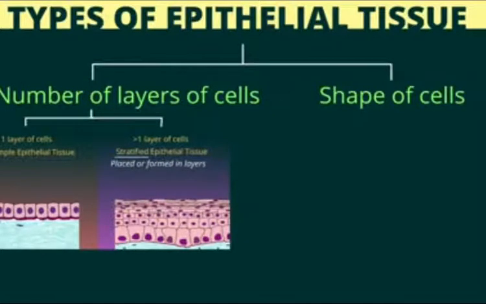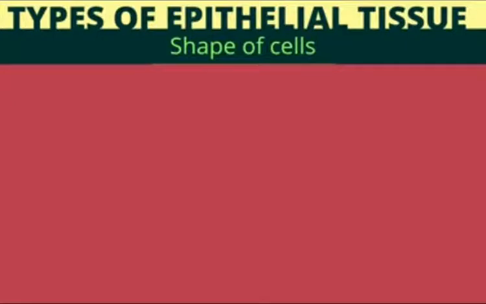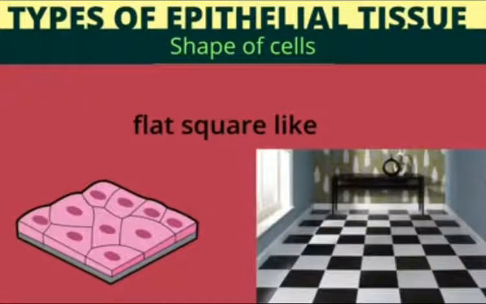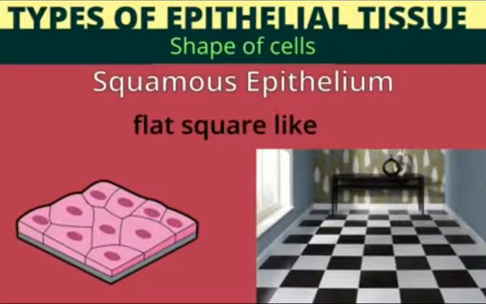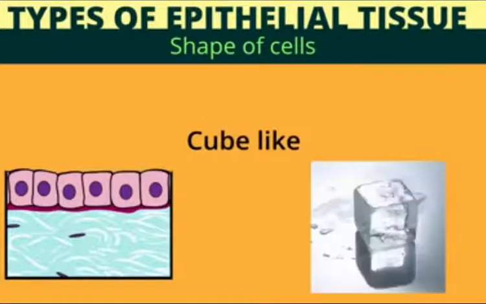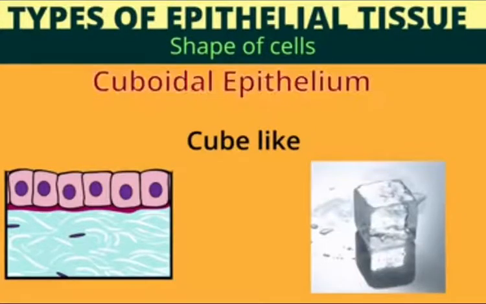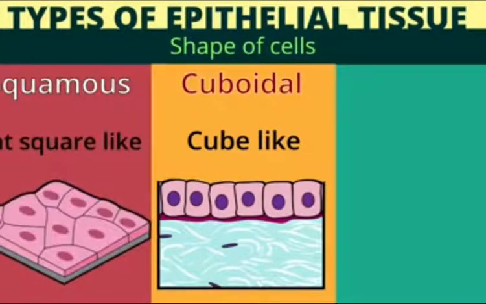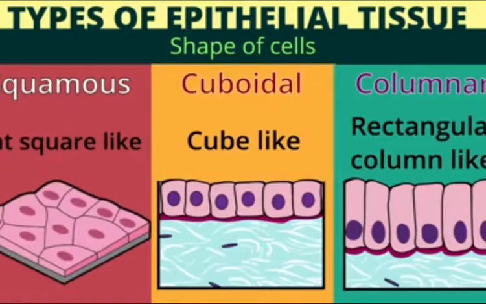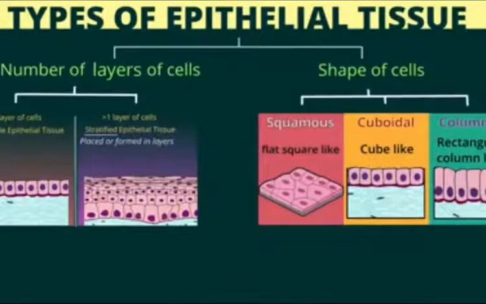Now, let us discuss based on the shape of the cells. The first one, flat square-like cells, as if they look like your tiles. So if it is flat and square, it is called squamous epithelium. The second one, the cells are cube shaped, like ice cubes. These are called cuboidal epithelium. The third type, the cells look like pillars, rectangular, column-like, it is called columnar epithelium. So we have discussed based on number and shape of the cells.